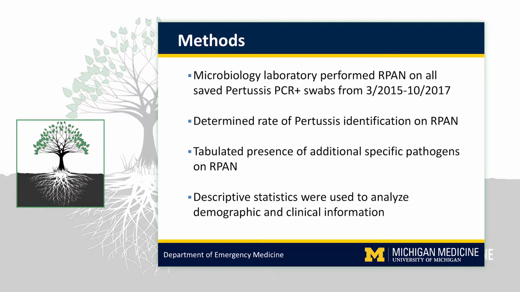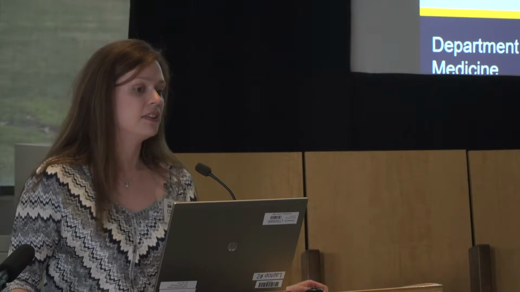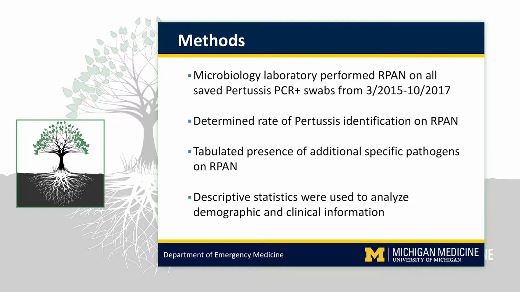The microbiology laboratory at the University of Michigan performed comprehensive respiratory pathogen panel testing on all of the pertussis PCR positive patients from March of 2015 to October of 2017, which included the inpatient, outpatient, and emergency medicine settings. Then, the rate of pertussis identification on RPAN was determined, and then we tabulated the presence of additional specific pathogens, and finally, descriptive statistics were used to analyze the demographic and clinical information.